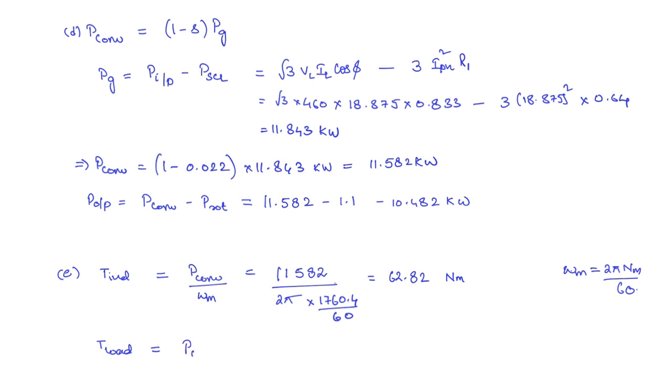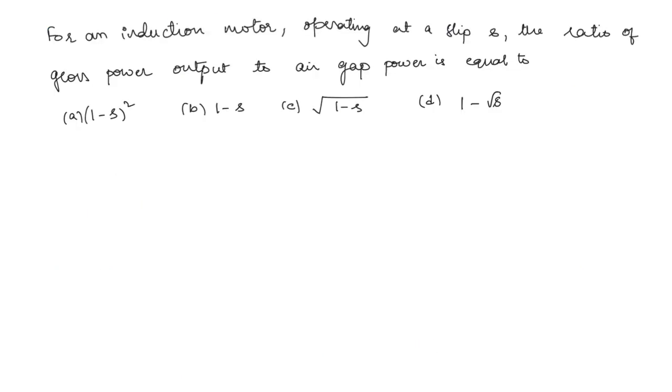What about the load torque? This is the actual output power that is available divided by the speed. The actual output power we have seen is 10.482 kilowatts. So 10,482 divided by 2 pi into 1760.4 divided by 60. So this you are going to get as 56.85 Newton meter.